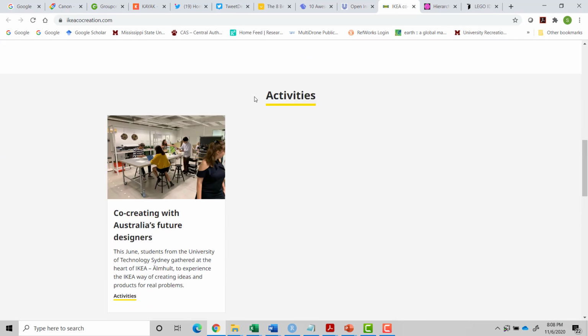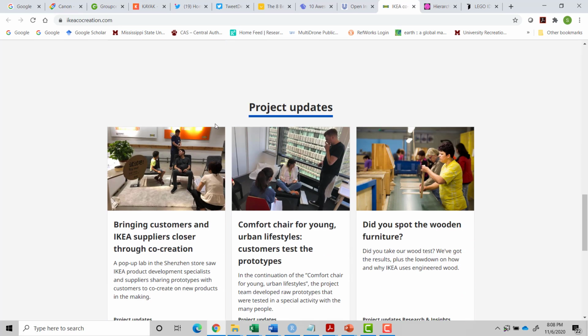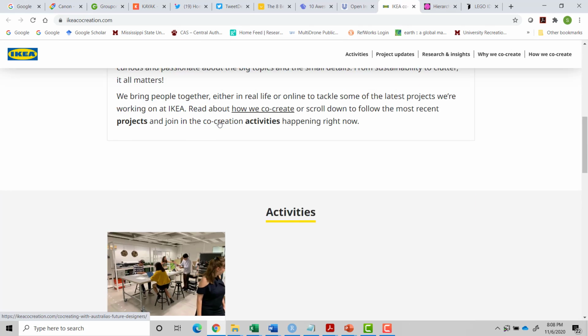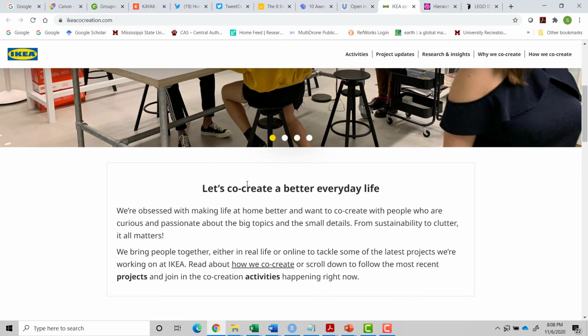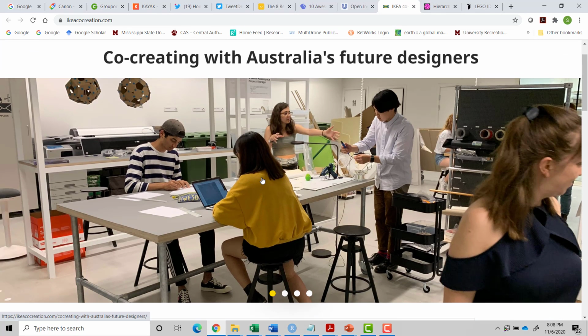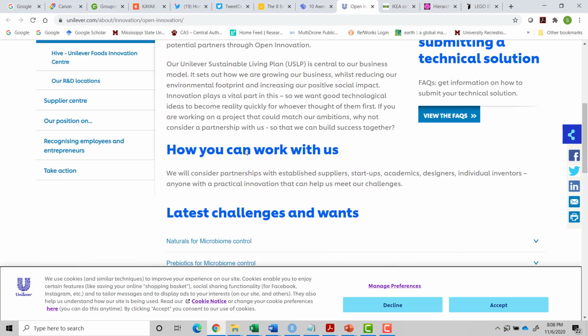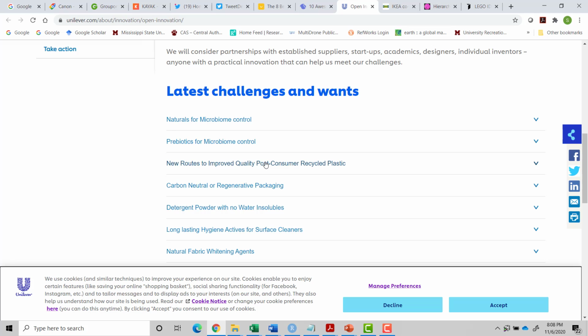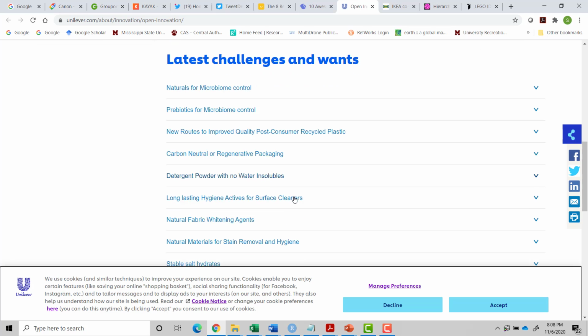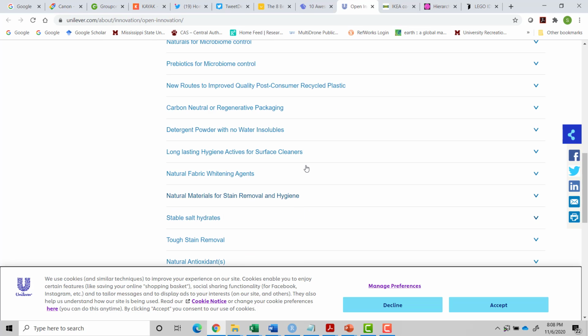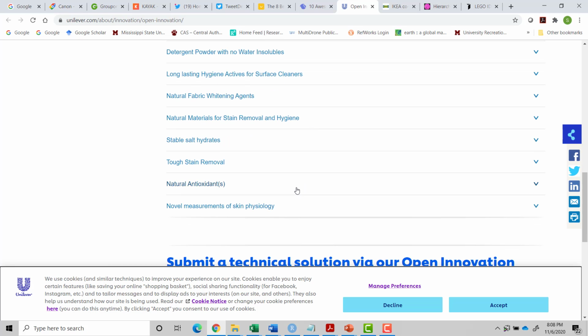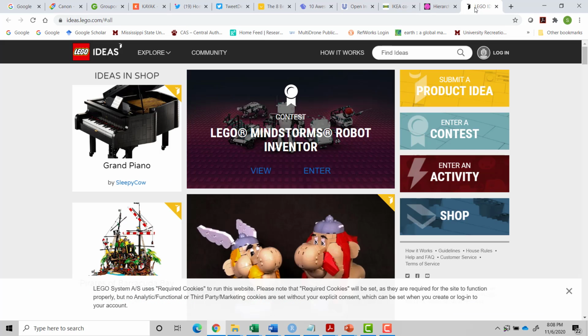IKEA allows you to design furniture online, and has co-creation where you can actually build some furniture ideas. Unilever has a range of ideas where they want people to come up with ideas. Though most of these, if you're not really a chemist, I'm not sure how many ideas I could come up with for natural materials for stain removal or tough stain removal.